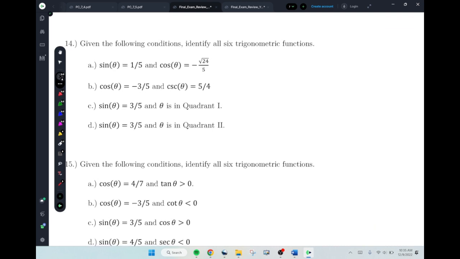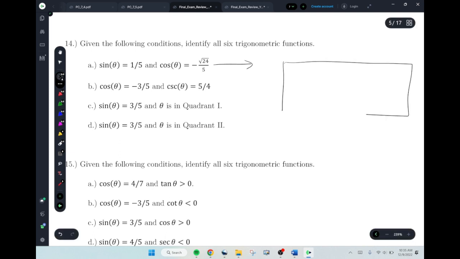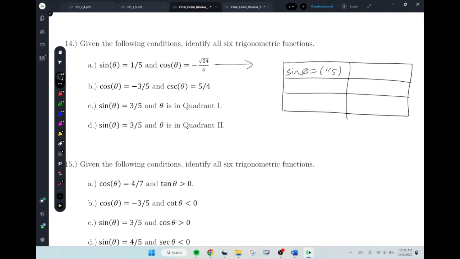Okay, so here we go. Let's do this one. Given the following conditions, find all 6. So there's 6 things, right? They've given us 2 of them. That's pretty sweet. Sine is 1/5. That means we know something. Cosecant is 5. Cosine is negative root 24 over 5. That means that the secant is 5 over root 24 with a negative. So the only thing we're missing is tangent.